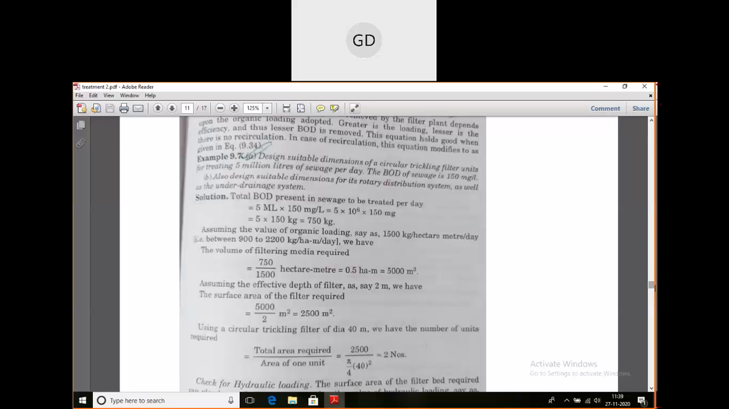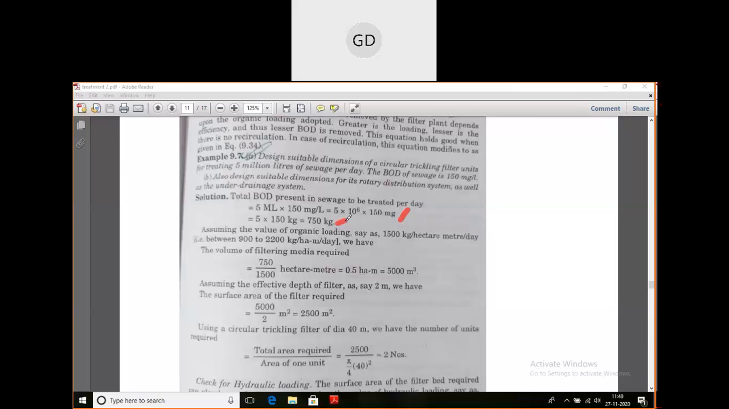Here we need to find out the total BOD, and for that we have to multiply how much sewage is coming per day by the BOD of that sewage. Two values are given: 5 million liters and 150 milligram per liter. If you multiply both, you get the total BOD present in the sewage to be treated per day. It is in milligram, so they are converting it to kg, and you get 750 kilogram. So 750 kilogram is the total BOD present in the sewage.